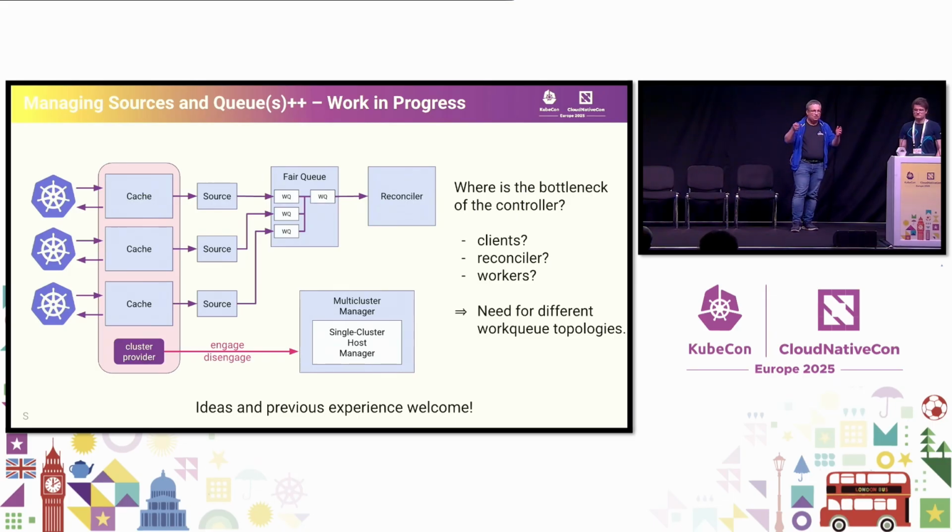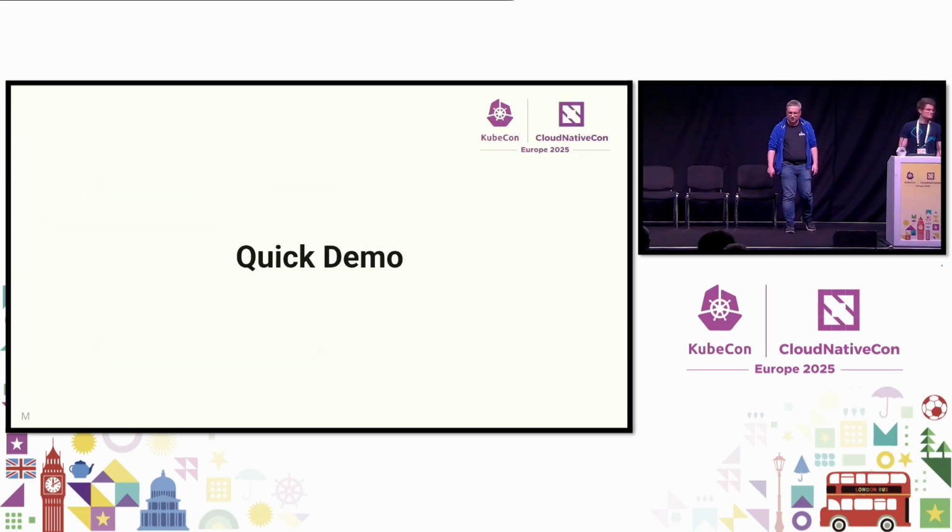And I bet here in the room, many will have experience with that, and also related topics like sharding of controllers. So we are very open for ideas and previous experience to design that. At the moment, this fair queuing only exists as an idea and a very crude implementation. Of course, there's more work necessary, so if you have background in that, very welcome to hear about that. Yeah, and now let's go to the demo, I would say.